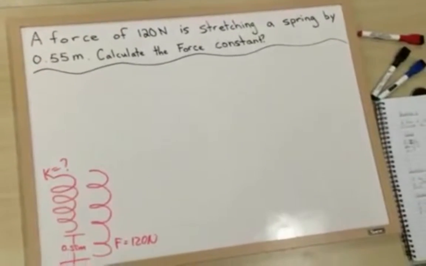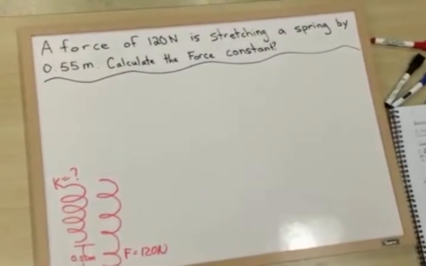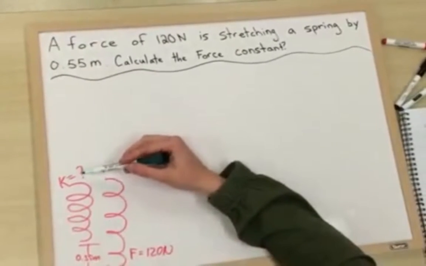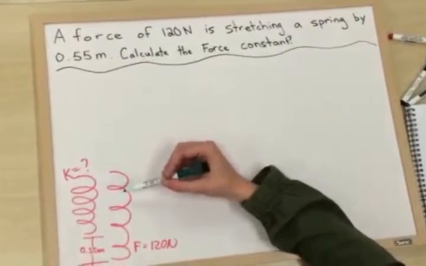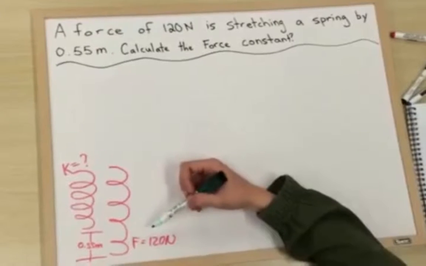Example 2: A force of 120 newtons is stretching a spring by 0.55 meters. Calculate the force constant. So you have the spring, and we don't know what k equals. The second one is stretched out, which is 0.55 meters, and F is 120.